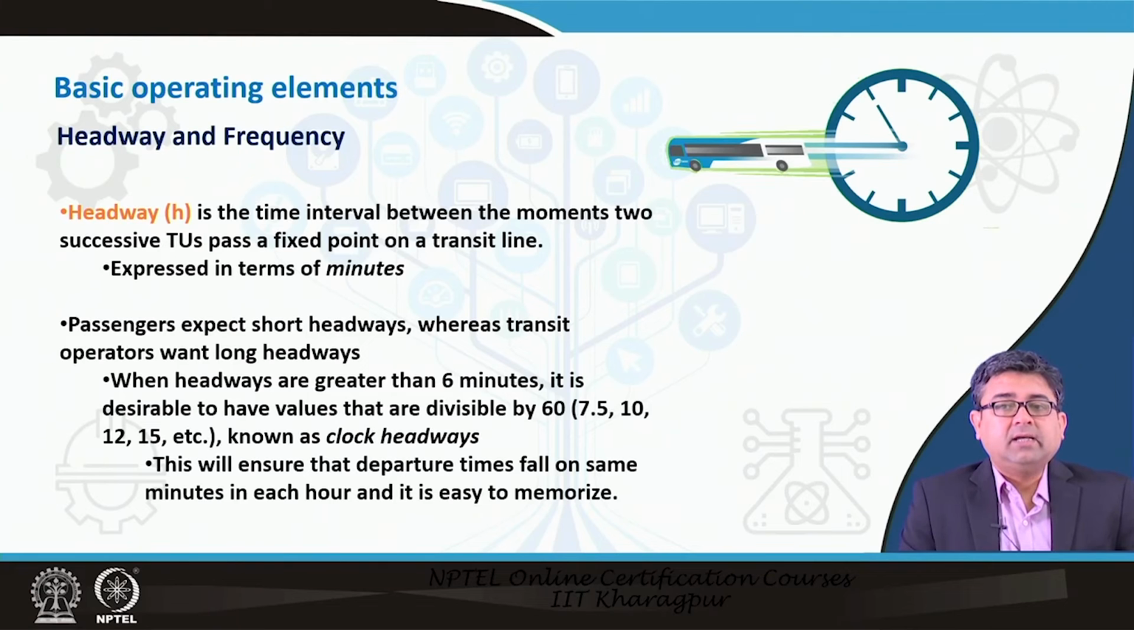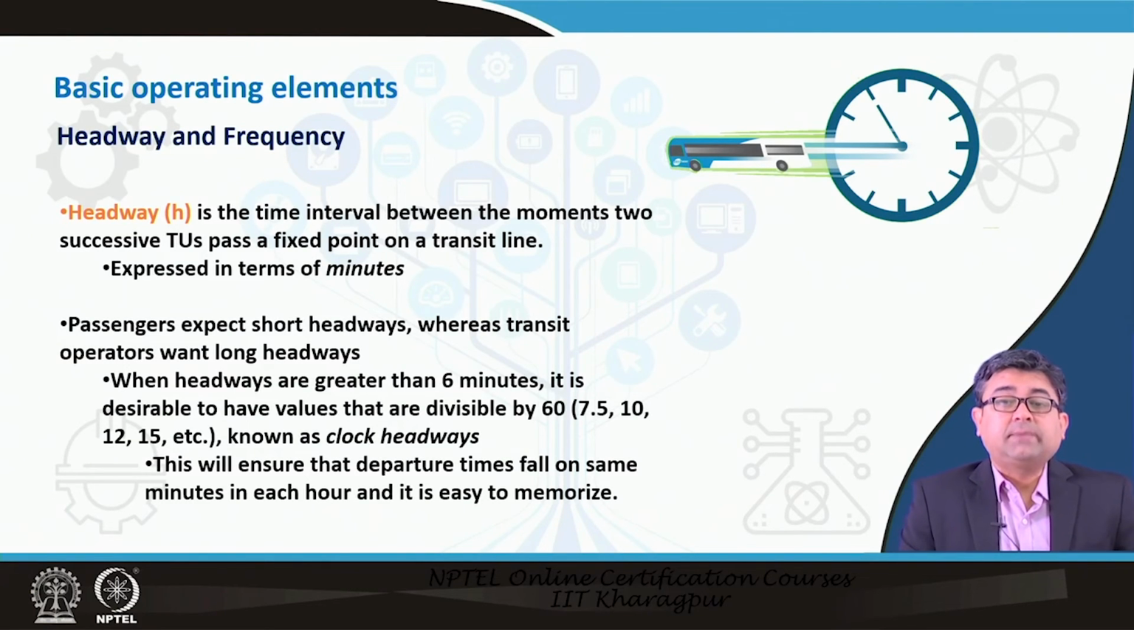So, there is a transit line which will have a lot of vehicles. When one vehicle passes a point, which could be a bus stop, and the next vehicle passes that same point on the same line, the interval between those two, not the distance, is the headway. Headway is usually expressed in minutes. So, this will give you the headway.